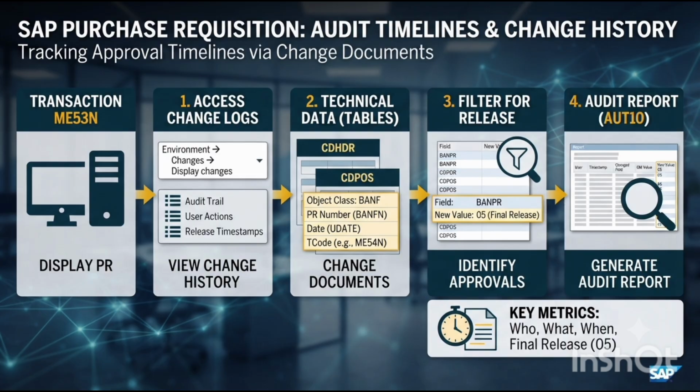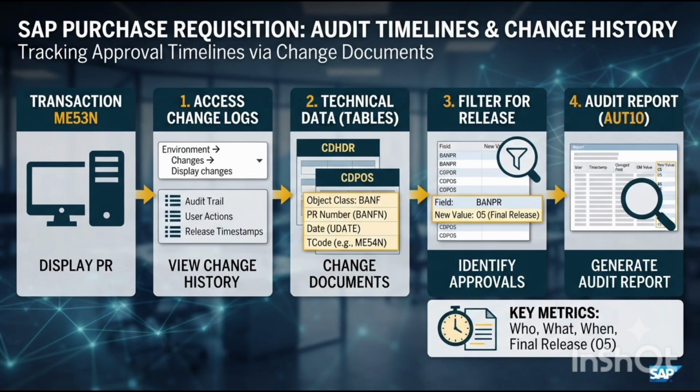Within Transaction ME53N, navigating to Environment, Changes, and Display Changes pulls up the modification logs. Under the hood, SAP records all these changes into two primary database tables: CDHDR for change document headers and CDPOS for change document items. For purchase requisitions, the object class is always specified as BANF. When querying these tables, you filter by PR number in the object value field, the change date in UDATE, and the transaction code such as ME54N for releases.